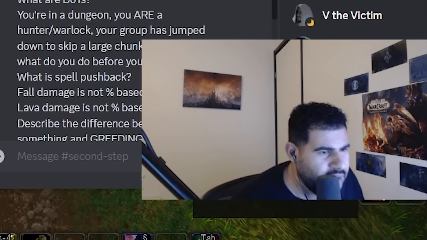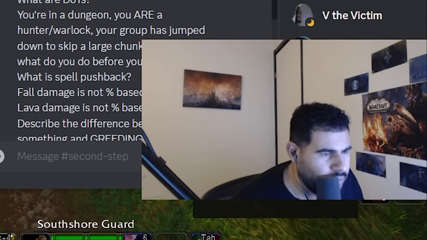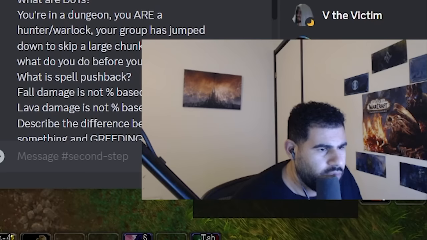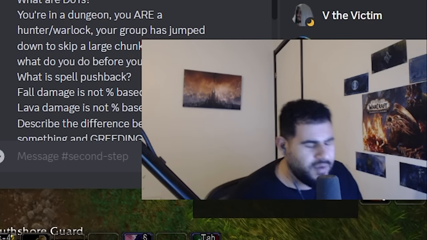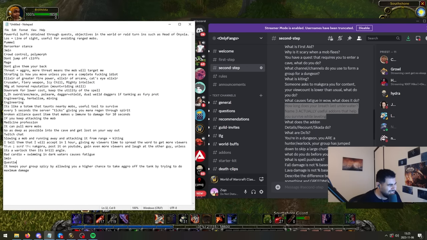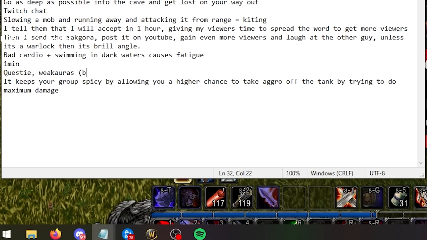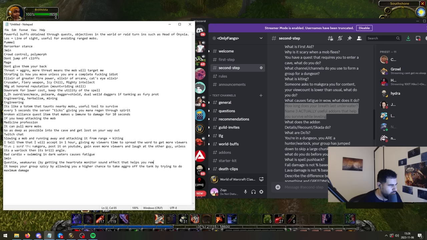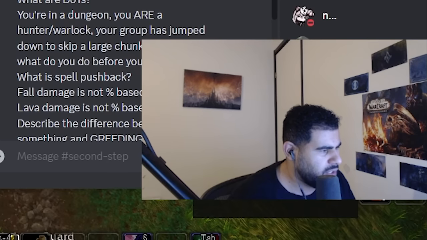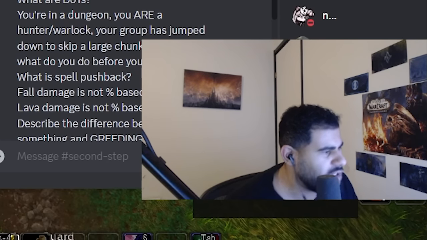How long does my breath last underwater? 1 minute. Three useful add-ons that help you survive while leveling. Questie, WeakAuras by getting the heart rate monitor sound effect that helps you remain calm when your HP drops low. Atlas loot. Yeah, let's do Atlas loot.